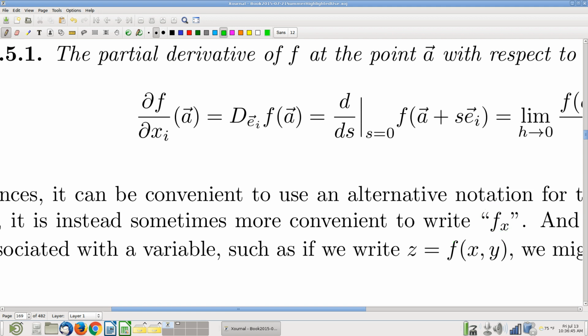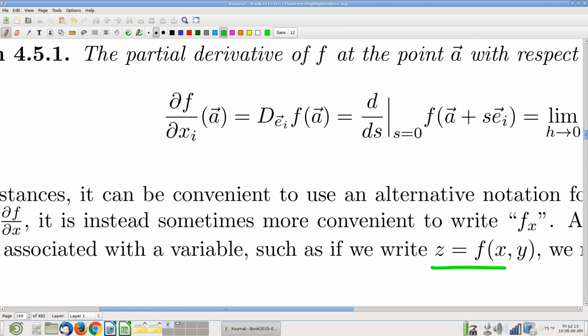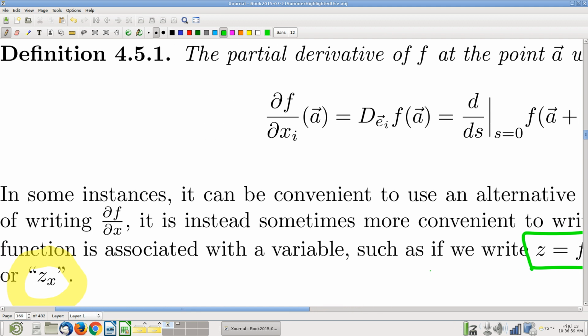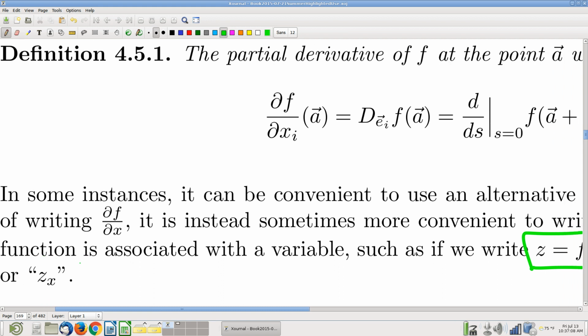Okay. Likewise, sometimes if you're looking at maybe a graph, or if, for whatever reason, you have a name given to the output value, so the function is called f, but if you've given the name z to the output values, sometimes people will write, again, x as a subscript, indicating derivative with respect to that input variable. Okay. All right.